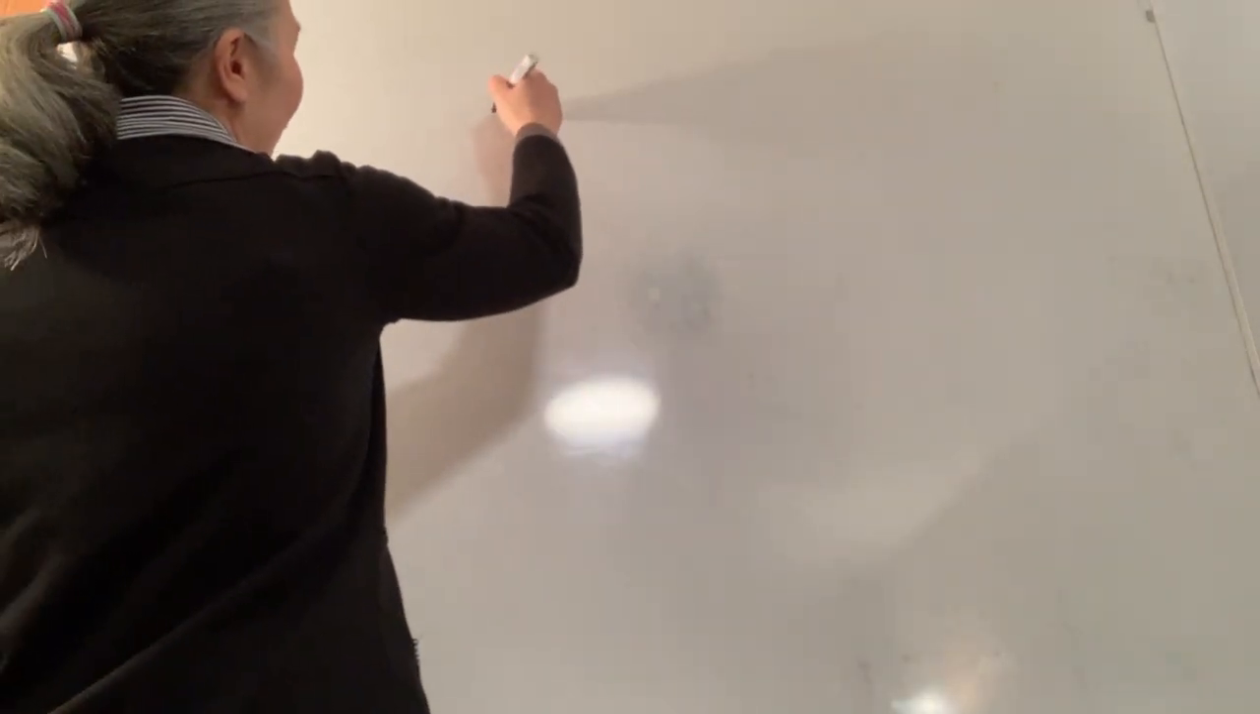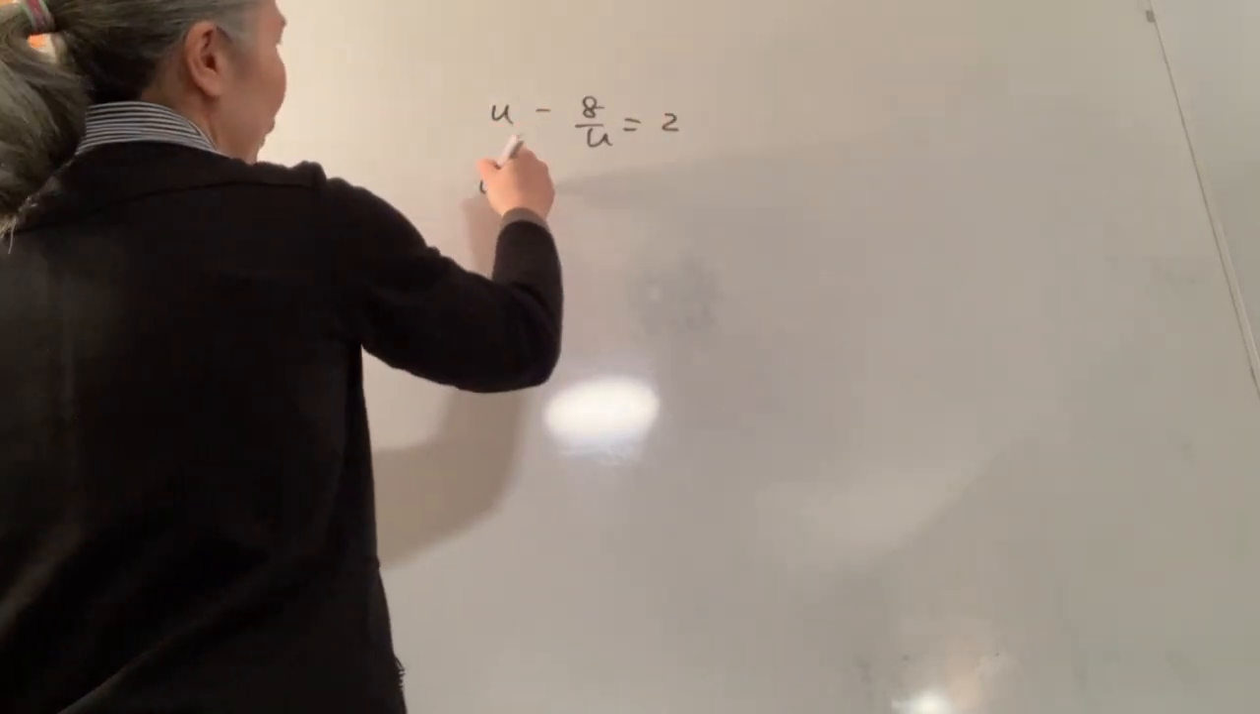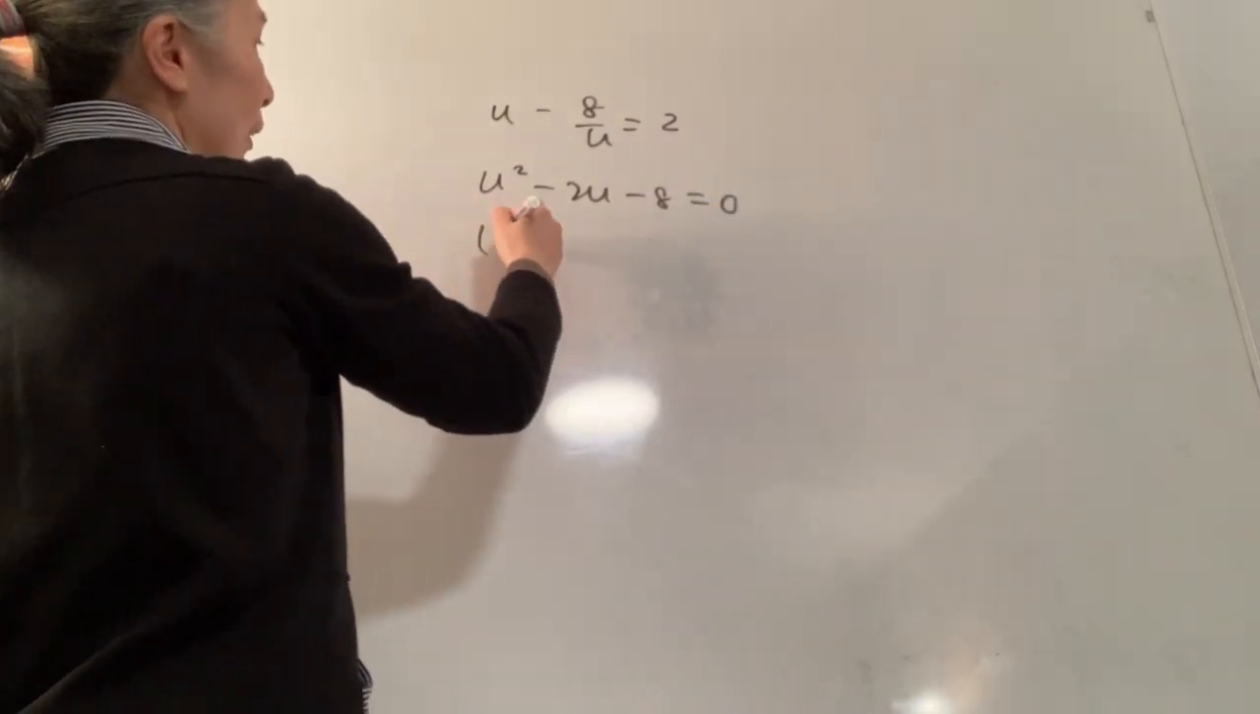So you have u minus 8 on u equal to 2. So you have u minus 2 minus 8 equal to 0.